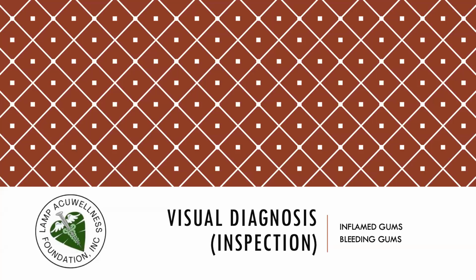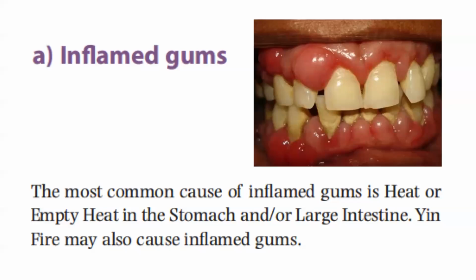Okay. We are still in visual diagnosis of infections, but now under inflamed gums and bleeding gums. These are pictures of inflamed gums. The most common cause of inflamed gums is heat or empty heat in the stomach and/or large intestine. Yin fire may also cause inflamed gums.